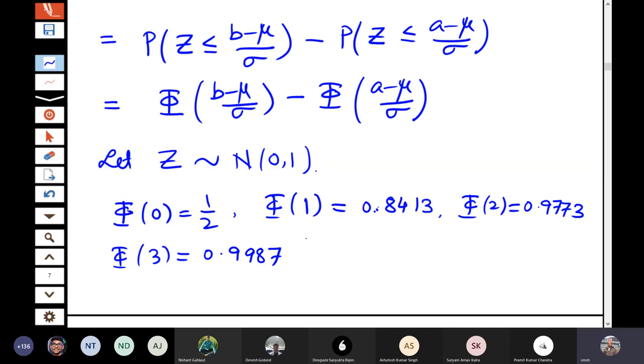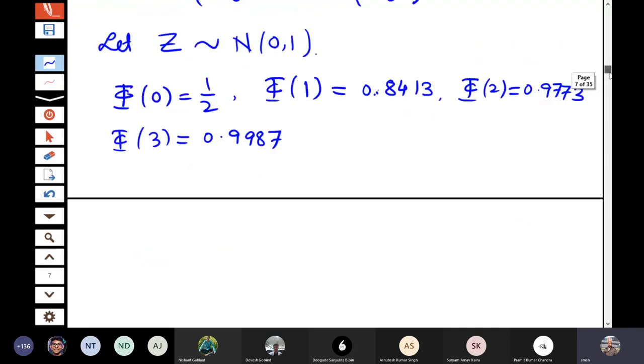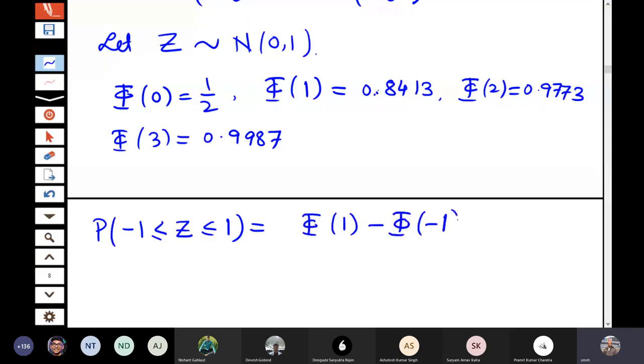Now why I have written this is just to give you some idea about the concentration of the probabilities. Suppose I want to write what is the probability that -1 is less than z less than or equal to 1. What is the probability that mod z is less than or equal to 1? This is phi of 1 minus phi of -1. And if I write phi of -1 as 1 minus phi of 1, then this is nothing but 2 times phi of 1 minus 1.